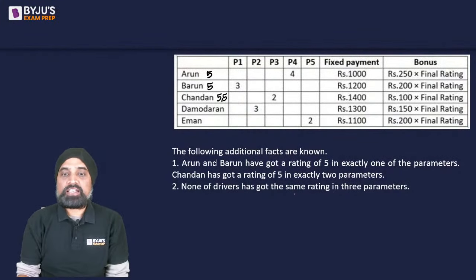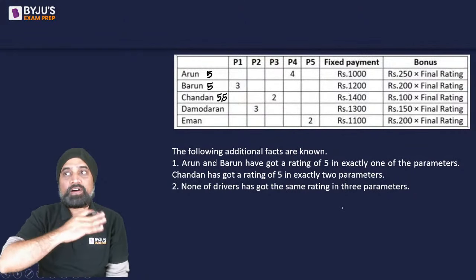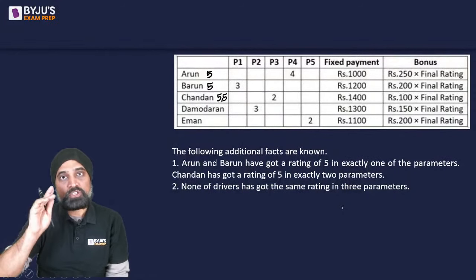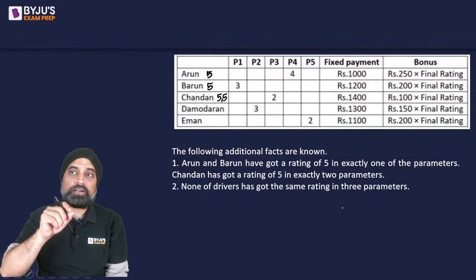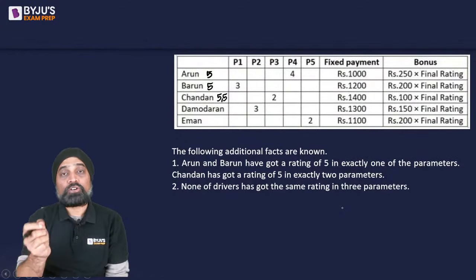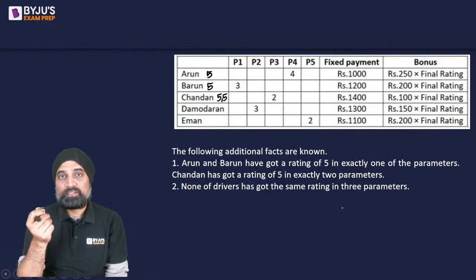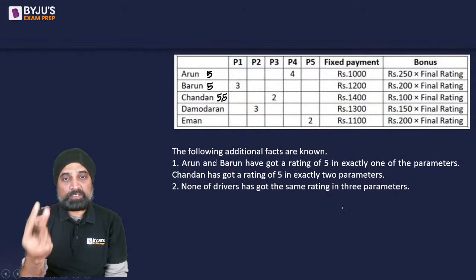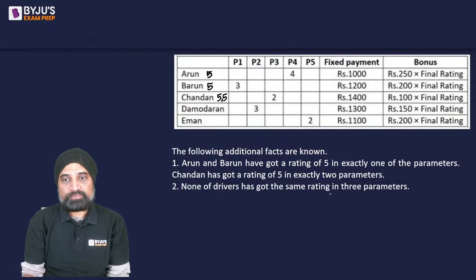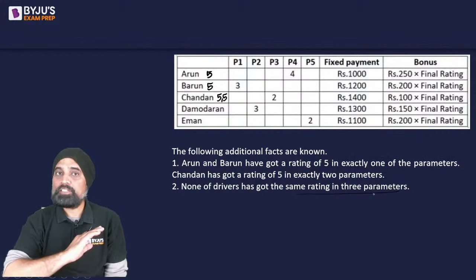None of the drivers has got the same rating in 3 parameters. That means nobody gets 1, 1, 1. So the maximum number of parameters in which somebody gets the same rating is 2. So the same rating in 3 parameters may not be given.